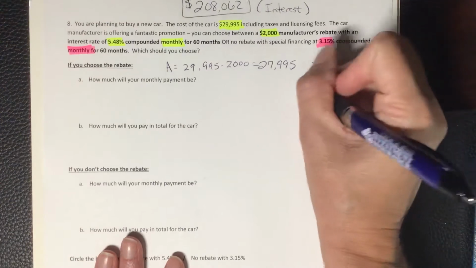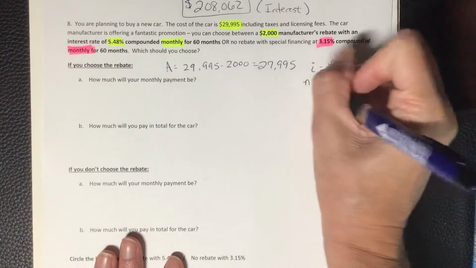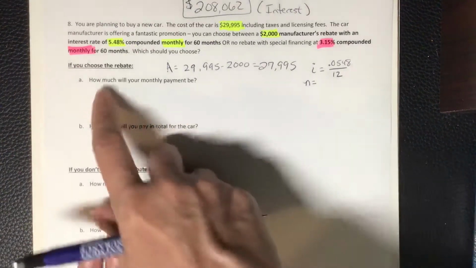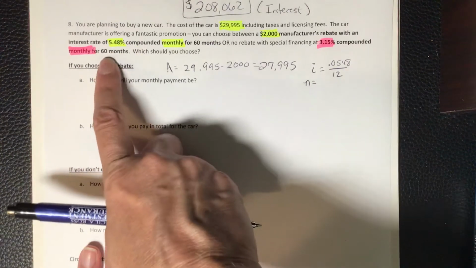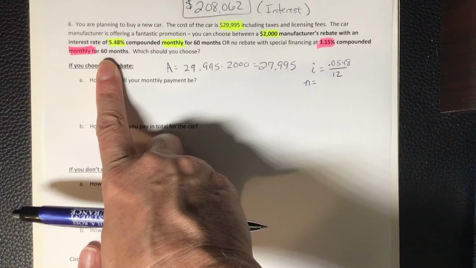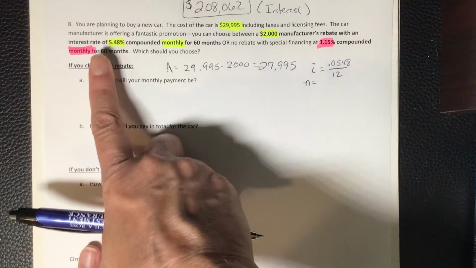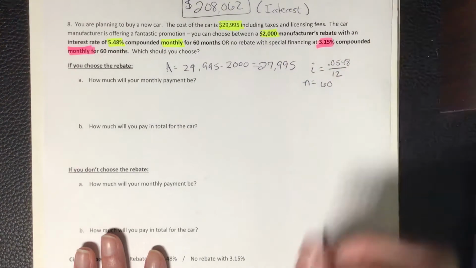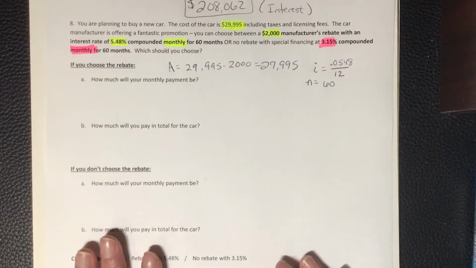And then normally for N, we do number of times compounded times the time in years. Notice they give us the time in months. 60 months is 5 years. So if we do 5 times 12 for N, we're going to go right back to 60. So N is going to be 60, which remember is our number of payments.